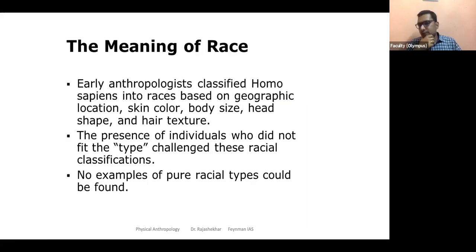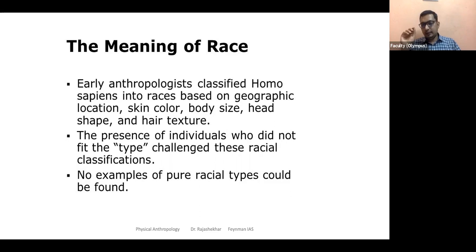So what does it mean by a race? Anthropologists have classified humans into various races, sometimes based on geographical locations, meaning where they live, what their skin color is, so how they look in terms of skin color, body type, body size, tall, short, shape of the head. Sometimes we can also make the difference with respect to the shape of the head. That of course has to be calculated anthropometrically. We are going to learn about that.